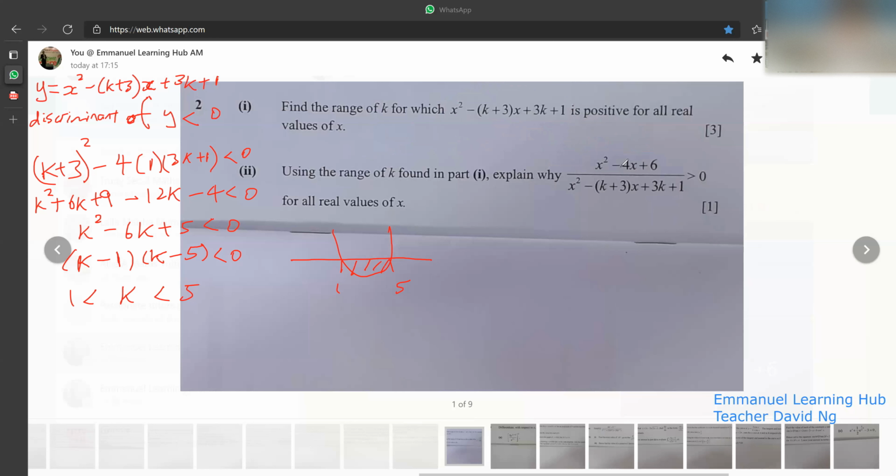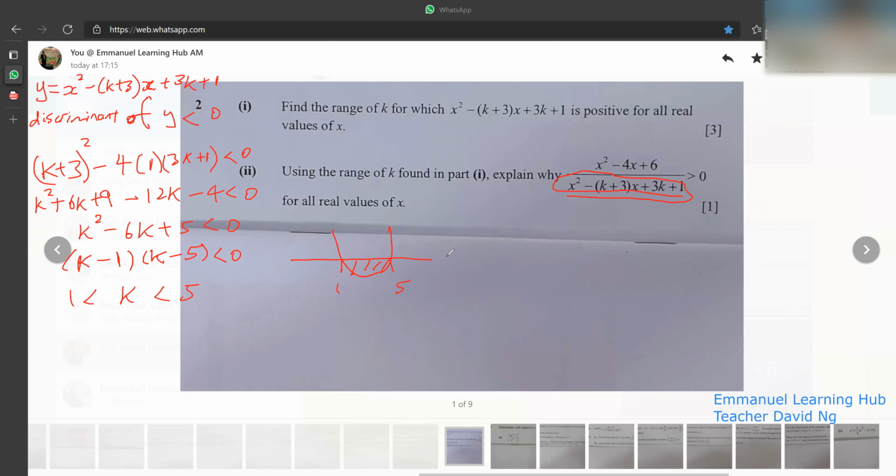Your x squared minus 4x plus 6 is the equation you're supposed to examine. Because the denominator, if you notice, x squared minus open bracket k plus 3 close bracket x plus 3k plus 1, this expression here is actually this expression. And they ask you to use the range of k. So if I use the range of k, that means this expression is going to be positive. You understand? That means this expression will always be positive.